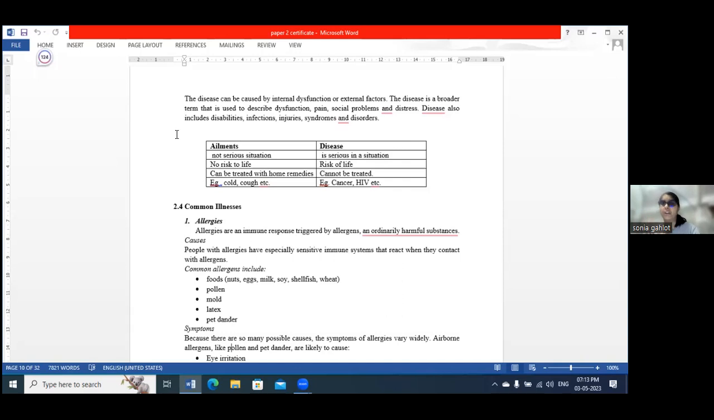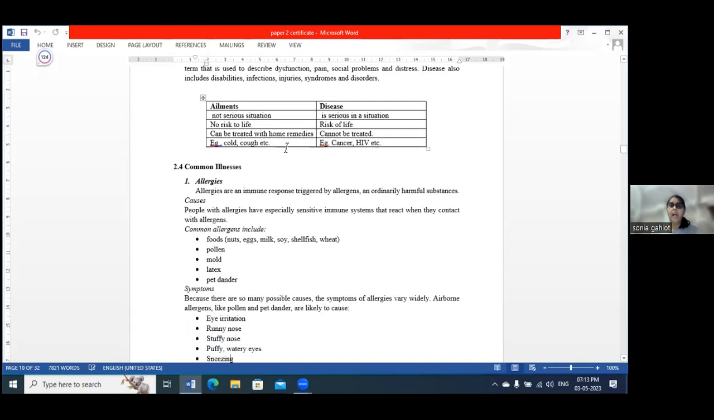So disease is a broader term that can be used to describe the social problem, distress or pain, or dysfunctioning of any organ, right? It is a disability or infection that can be in the form of infection, any disorder, any injury, any disability. So that is a disease.